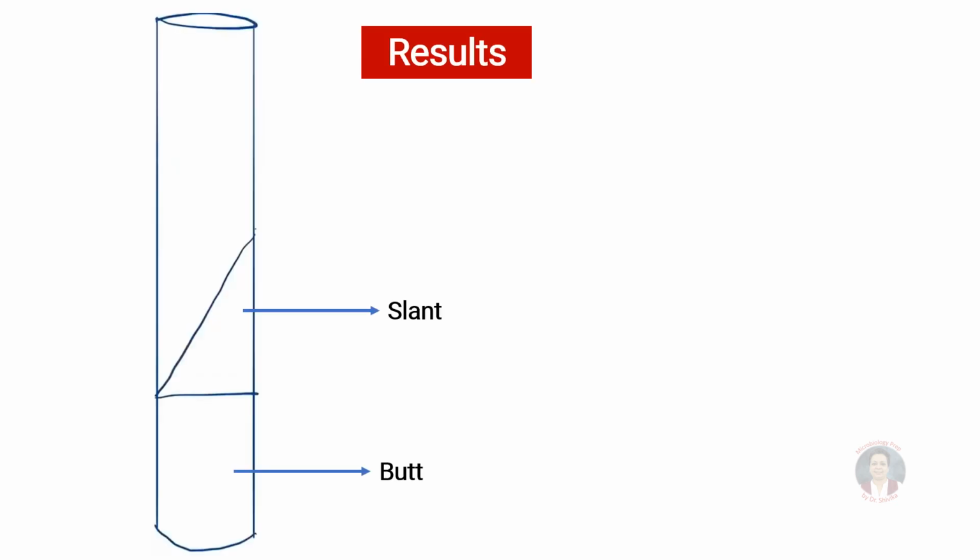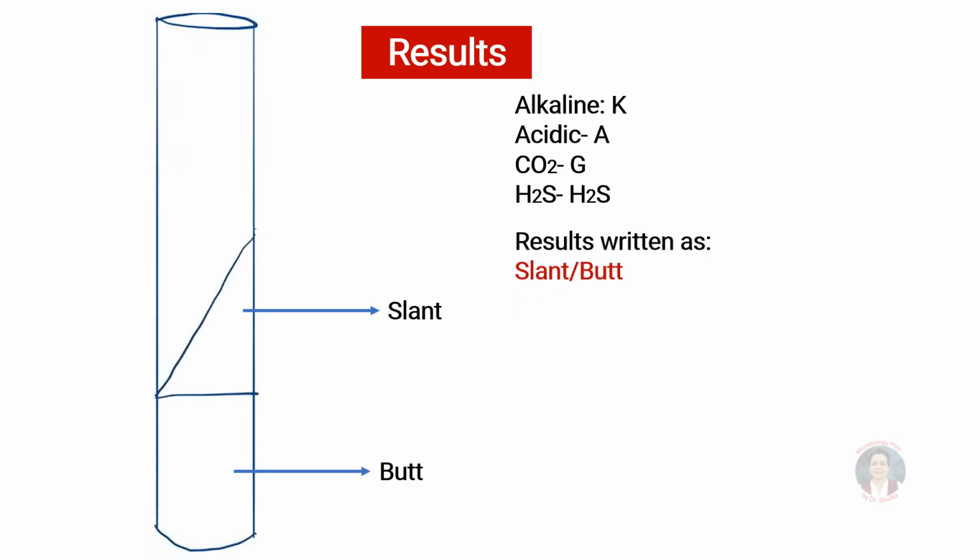So now let's see how the results are going to be written. And then we will see with the help of diagrams what the interpretation is going to be. The letter K is used for alkaline reaction. The letter A is used for acidic reaction. G is added if CO2 is produced, and H2S is added if it is seen that there is a black precipitate. So the results are written as the slant reaction and the butt reaction. So slant reaction over the butt reaction, or slant reaction slash the butt reaction.